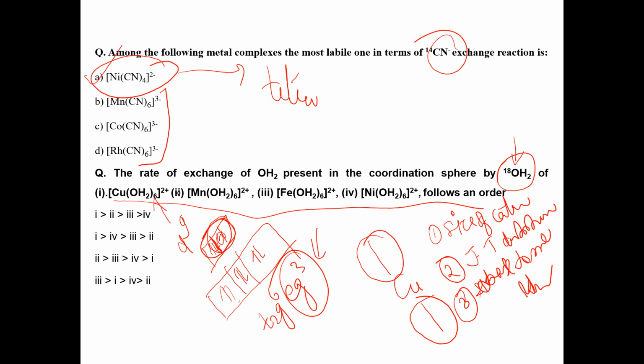And if I talk about the other one, the second is manganese plus 2, Fe plus 2, and nickel plus 2. If I talk about their sizes, it follows this order. So what will be the right answer? First is highest among these, then second, then third, then fourth, because the smaller the radius, the lower the lability of that complex.